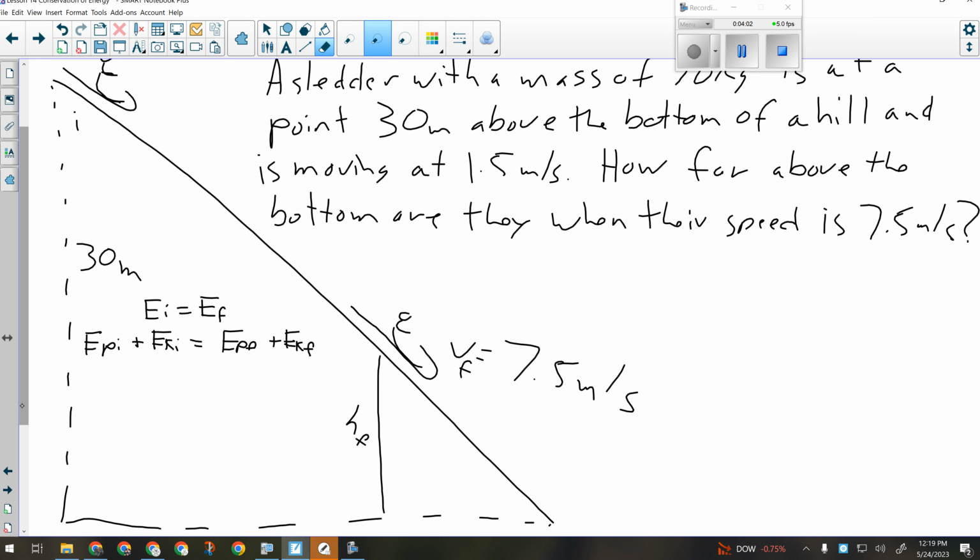So they want me to calculate the final height. Which one of these terms is final height going to be part of? EPF, right? Height goes with potential energy. We're looking for the final height, so that's part of the final potential energy. So before I do anything else, like put in a bunch of formulas with even more variables, I want to isolate this. How do I get EPF by itself?